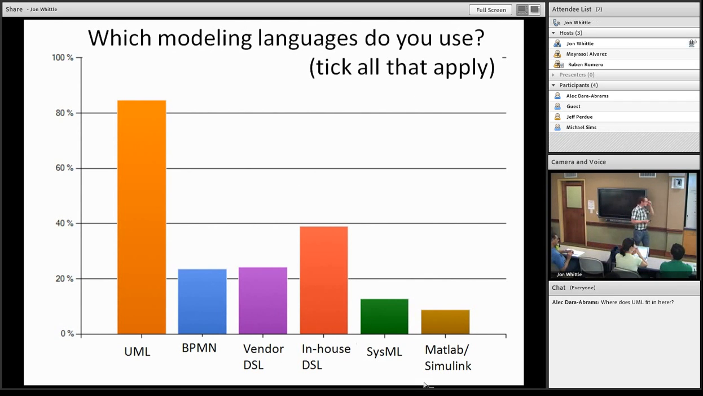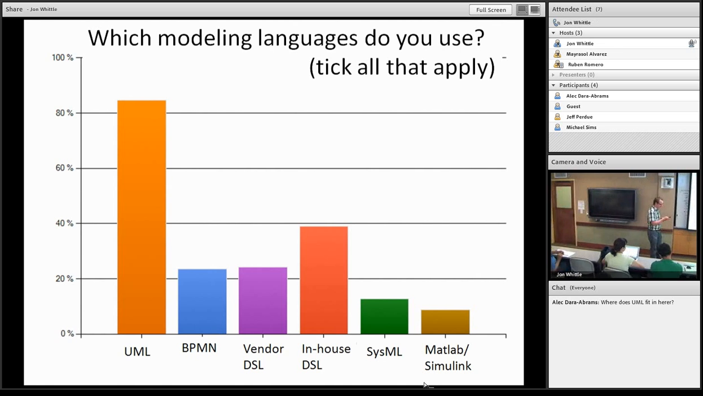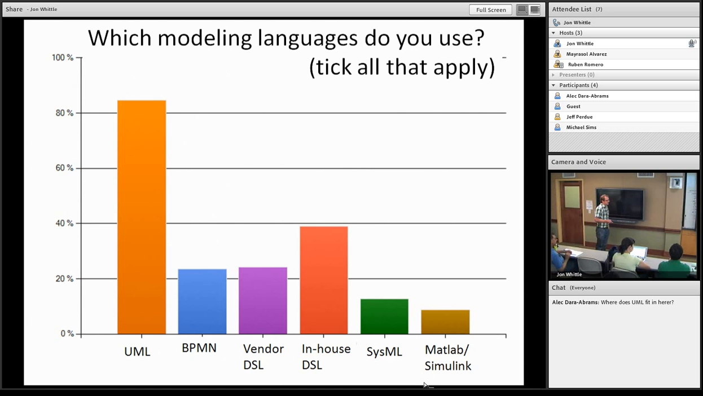And this is just some data from our survey, and this illustrates this point a little bit, because we asked people, which modeling languages do you use? Although, as expected, UML is used very commonly, by more than 80% of the people, what I find surprising about this figure is that there's a lot of people saying that they use DSLs, domain-specific languages. These were either domain-specific languages that were sold to them by a company for their particular domain, or they were DSLs that they developed in-house themselves. So, almost 40% of the companies that we talked to said that they were developing their own DSLs in-house.